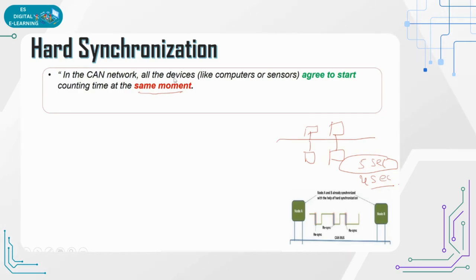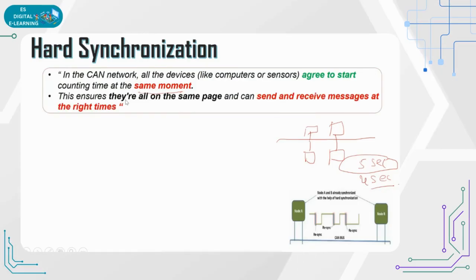In a CAN network, all the devices like computers or sensors agree to start counting at the same moment. This ensures they are all on the same page, because whatever nodes we have will be on the same page, and send and receive the messages at the right time.